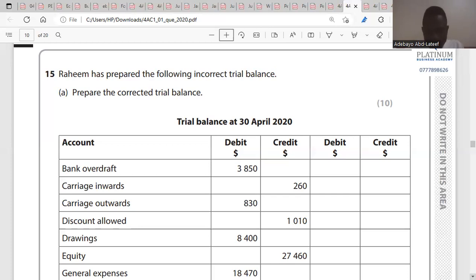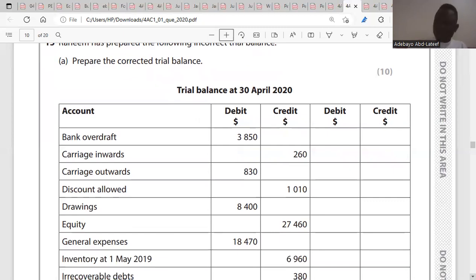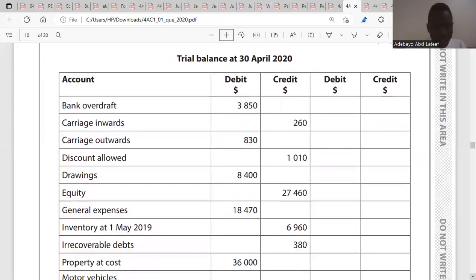All right. So I'm going to be saying them one by one. Your bank overdraft is going to be a credit balance. You're going to post it on the credit side. Your carriage inward is an expense, on the debit side. Both carriage inward and carriage outward are always on the debit side.